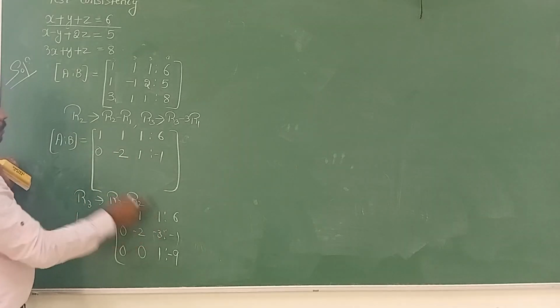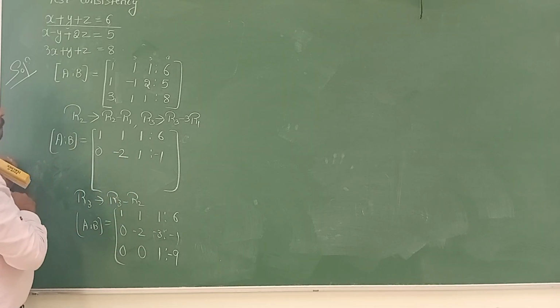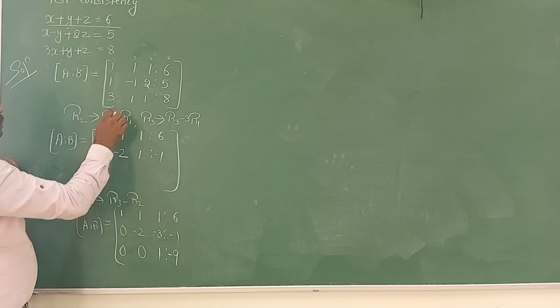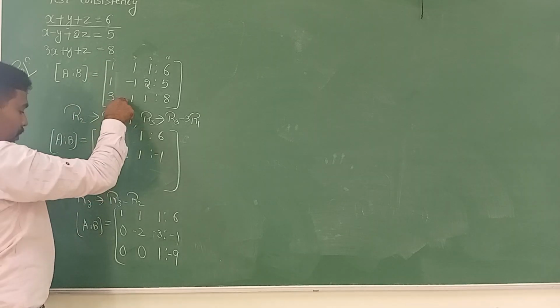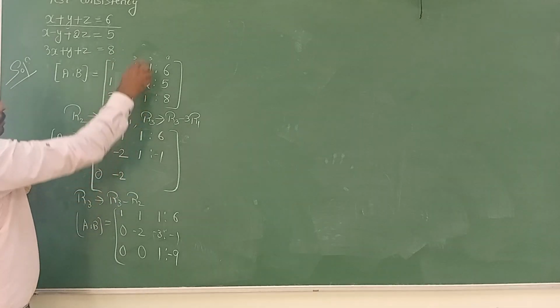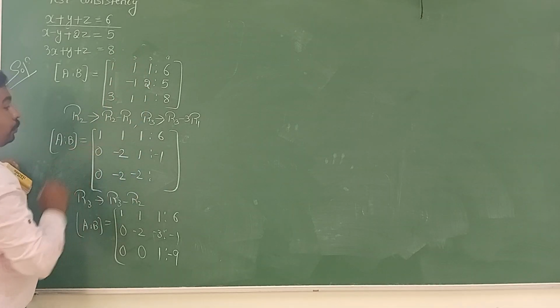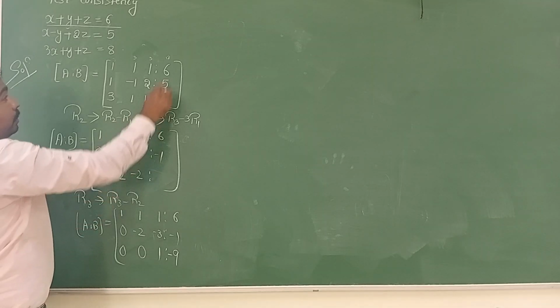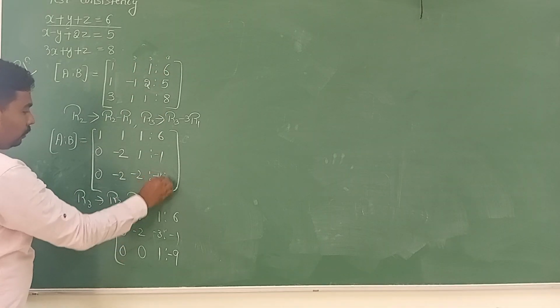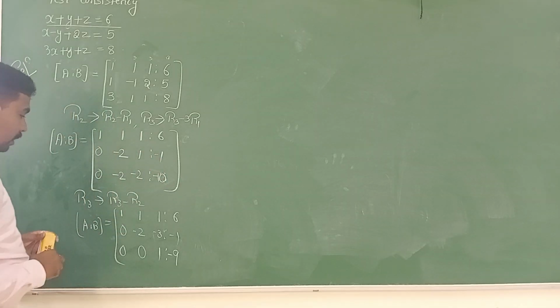I think I had added earlier, that's why I got 3. That was the reason something was wrong here. Then 3 minus 3 is 0. 1 minus 3 becomes minus 2. 1 minus 3 again becomes minus 2. 8 minus 18 becomes minus 10, and 8 minus 18 becomes minus 10.